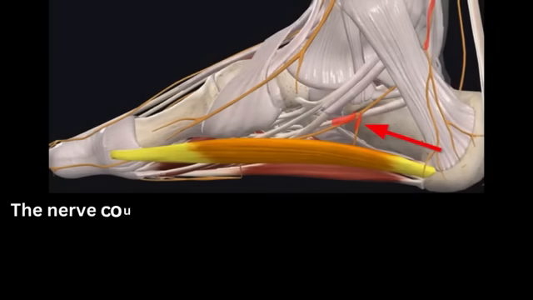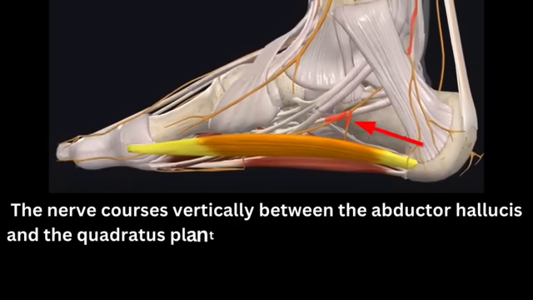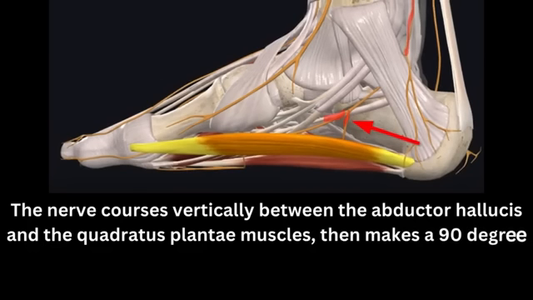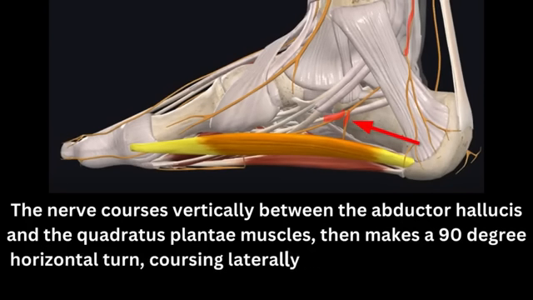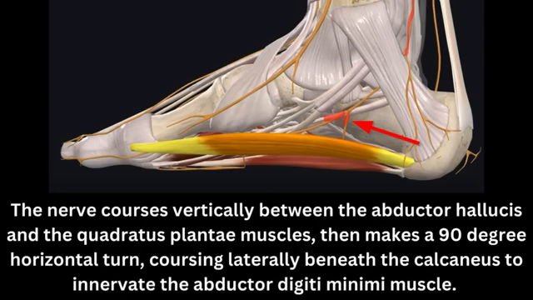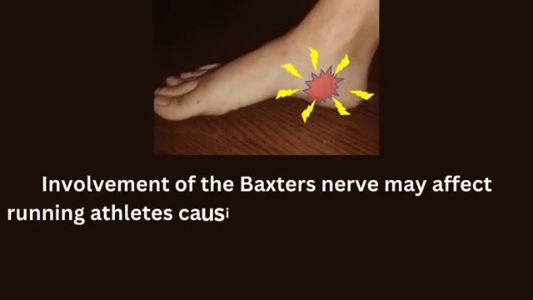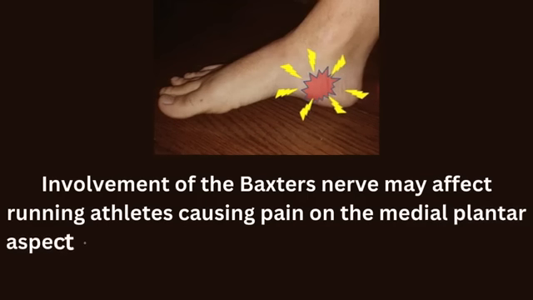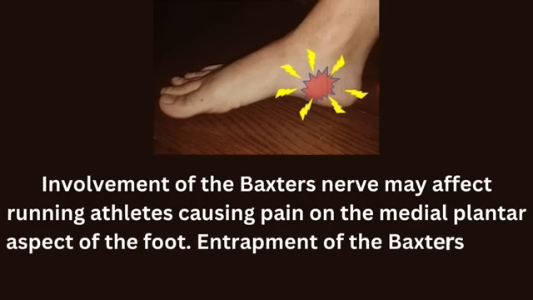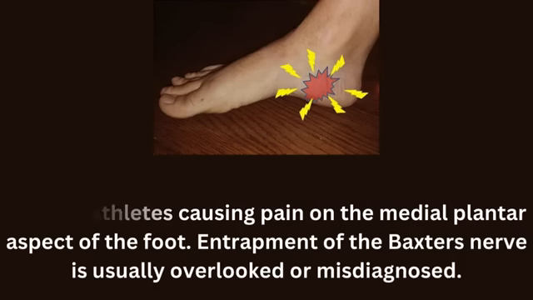The nerve courses vertically between the abductor hallucis and the quadratus plantae muscles, then makes a 90-degree horizontal turn, coursing laterally beneath the calcaneus to innervate the abductor digiti minimi muscle. Involvement of the Baxter's nerve may affect running athletes, causing pain on the medial plantar aspect of the foot. Entrapment of the Baxter's nerve is usually overlooked or misdiagnosed.